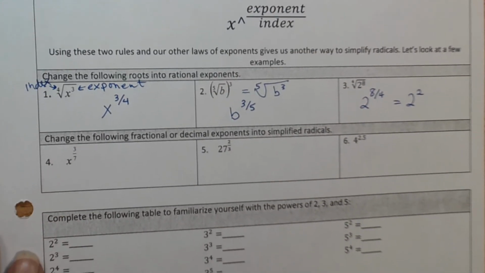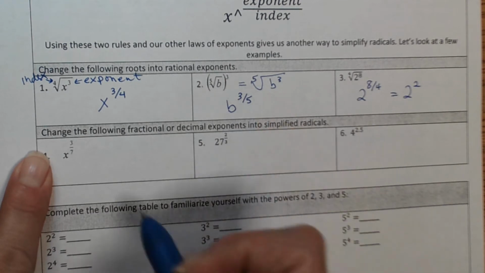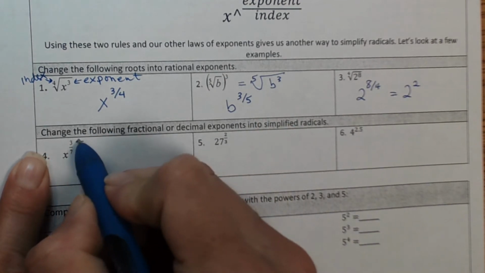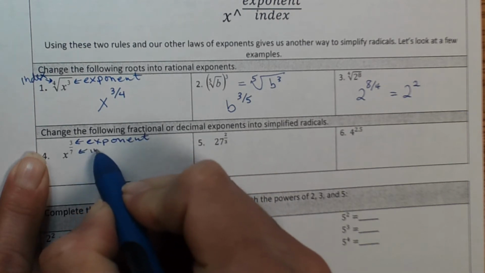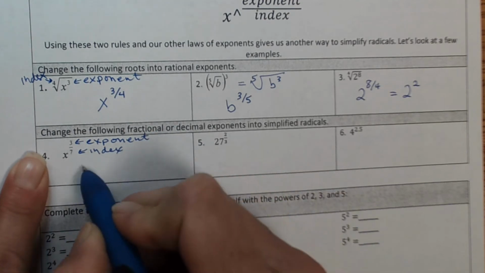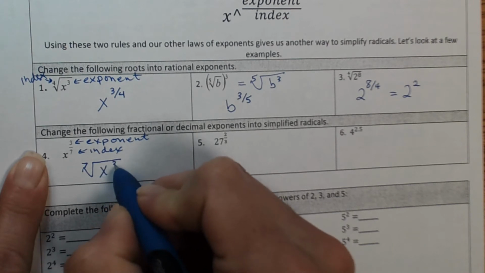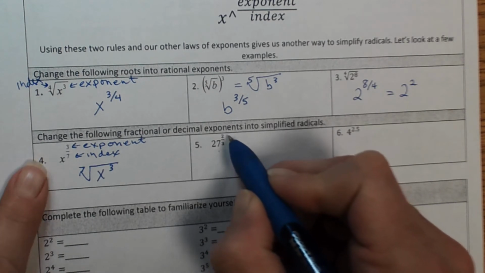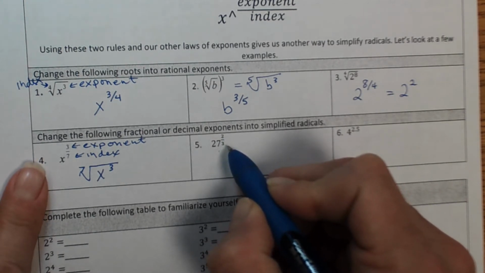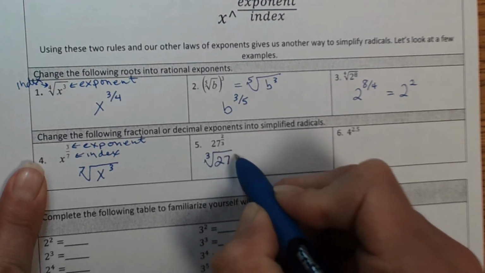Okay, moving on, going the other way, when we take our rational exponent and change it to a root form. Again, remember the number on top is the exponent, and the number on the bottom is the index. So that 7 is going to be on the outside of the root, so we're taking the 7th root of x to the 3rd. All right, 27 to the 2/3, our exponent is going to be 2, and the index is 3, so it's the 3rd root of 27 squared.